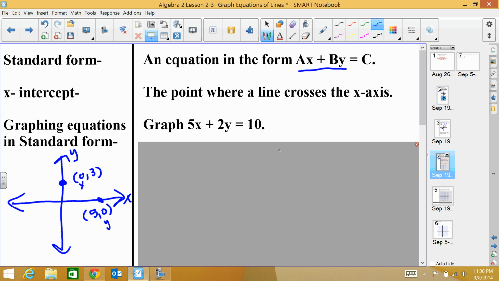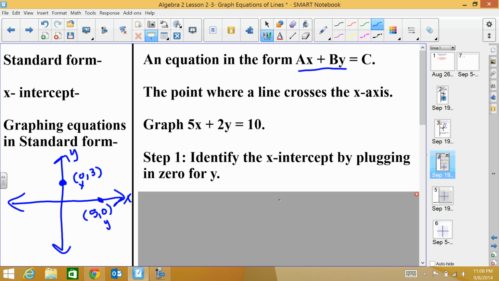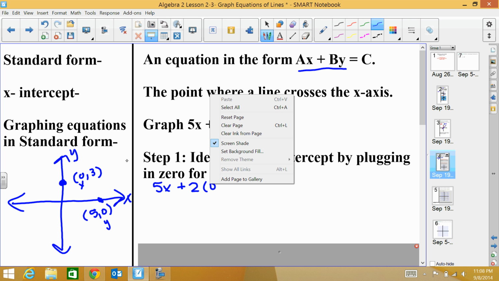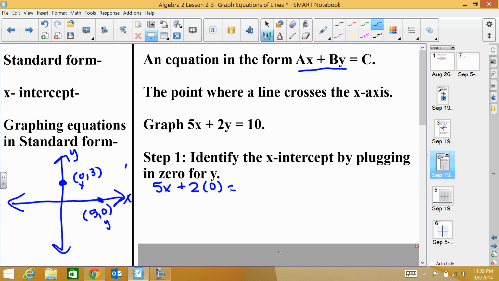So if I plug in 0 for x and find y, then that will be the y-intercept. And if I plug in 0 for y, and then I find what x equals, that will be the x-intercept. So we can do that in our equations to find out what those are. First we're going to find the x-intercept by plugging in 0 for y. So we're going to use this equation, 5x plus 2y equals 10, and we're going to plug in 0 for y. So I would get 5x plus 2 times 0 equals 10.